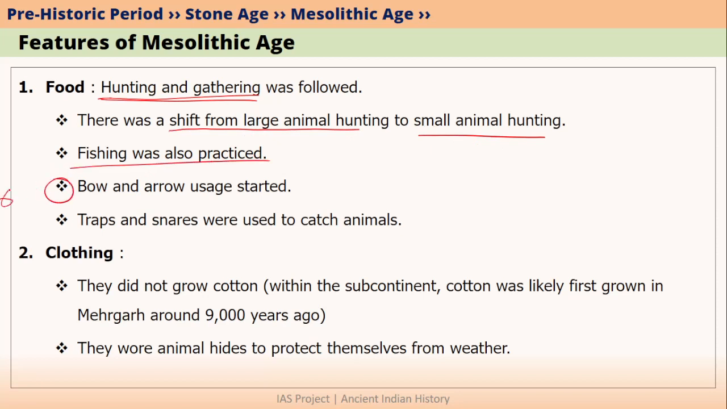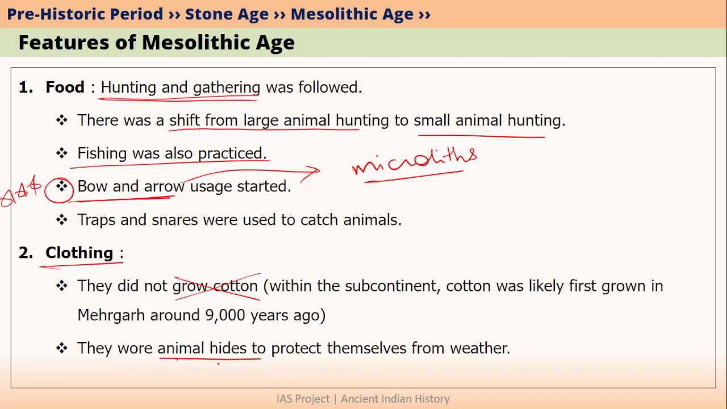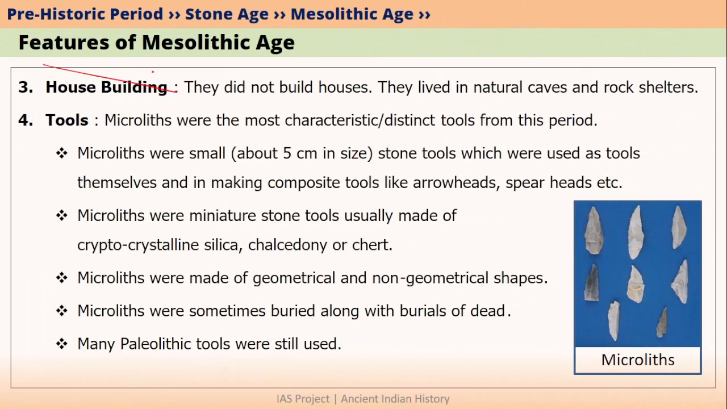One of the most important inventions of Mesolithic Age was invention of bow and arrow. This was possible because of invention of microliths. Mesolithic people did not grow cotton. That is why they did not wear cotton clothes. They were still wearing animal hides. Mesolithic people also did not build any houses. They still lived in natural caves and rock shelters.